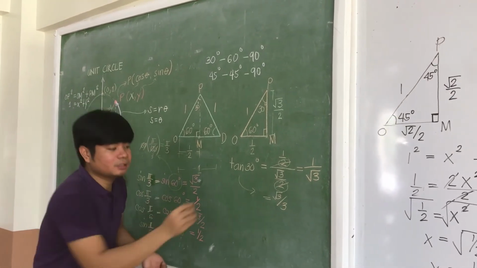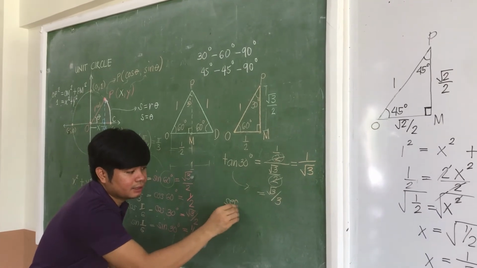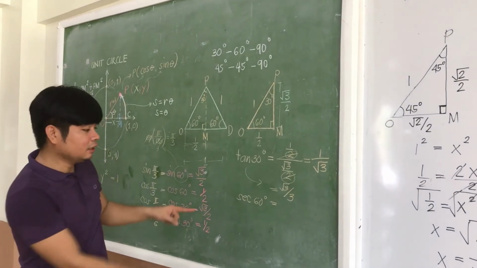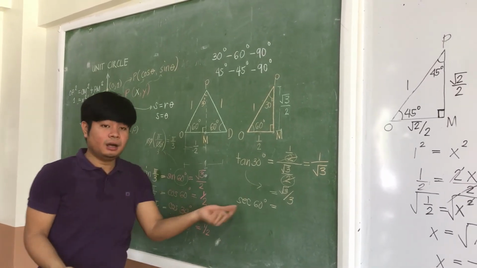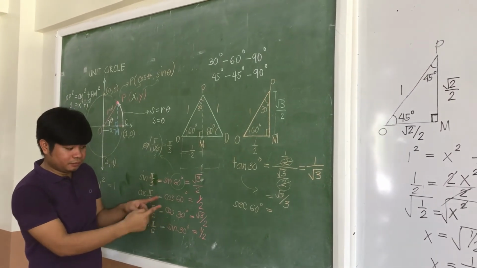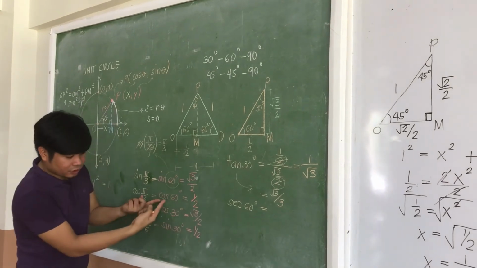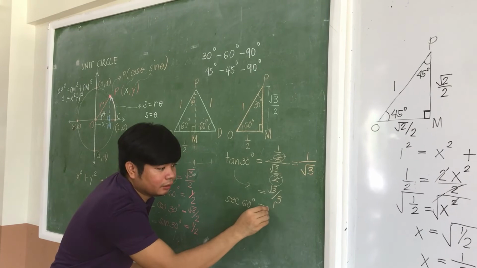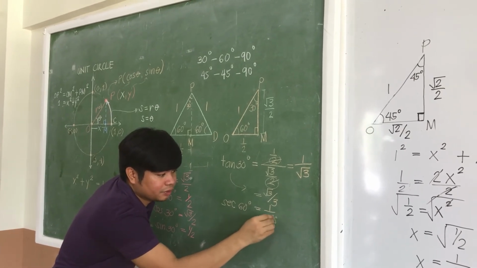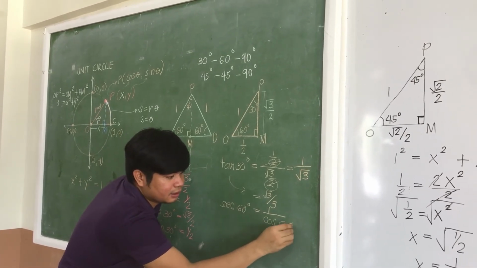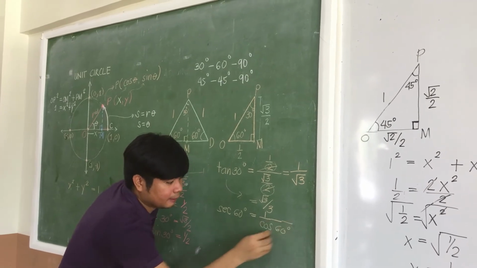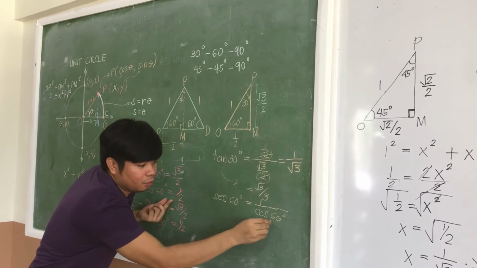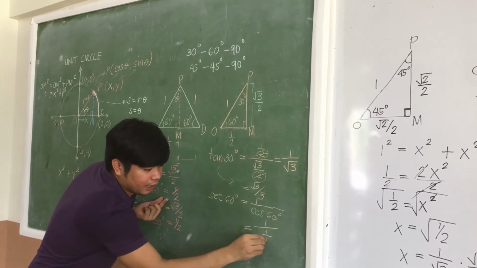So what if you are asked to solve secant 60 degrees? Still you can have in your mind that secant is the reciprocal of cosine. So that is 1 over cosine 60 degrees. And since cosine 60 degrees is 1/2, we have 1 over 1/2.